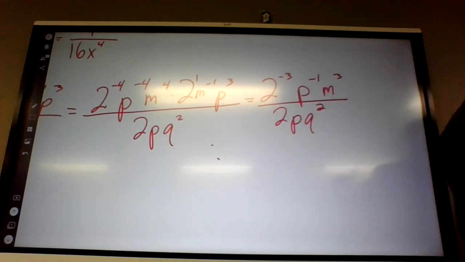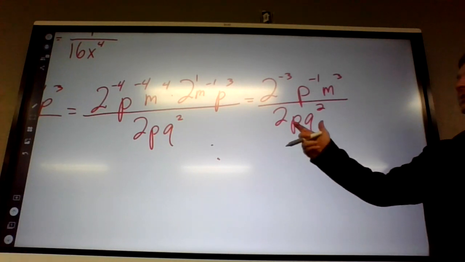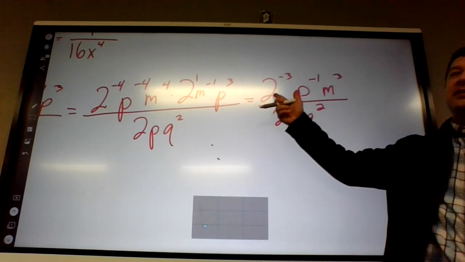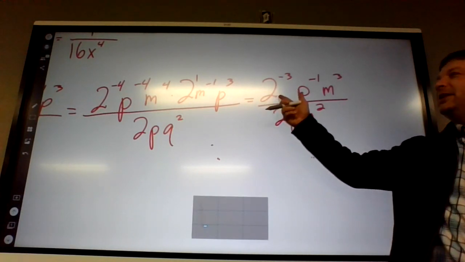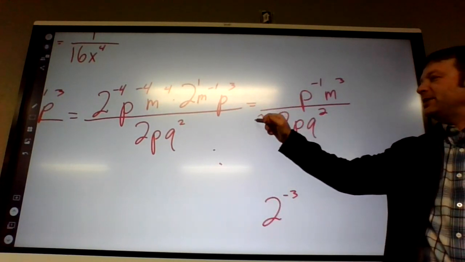You remember what 2 to the 3rd was? I should ask Clayton this one. Clayton, remember what 2 to the 3rd is? What is 2 to the 3rd? 8. Yes. Okay, and then the negative makes it go to the bottom. So it's kind of like there's an 8 down here.